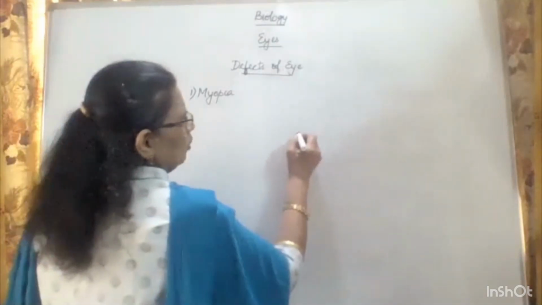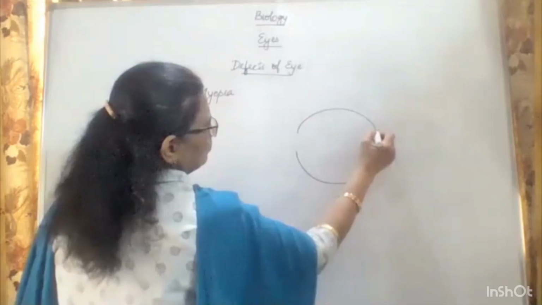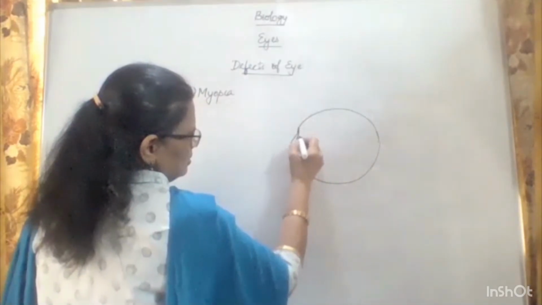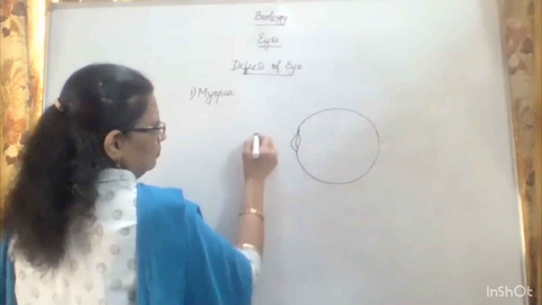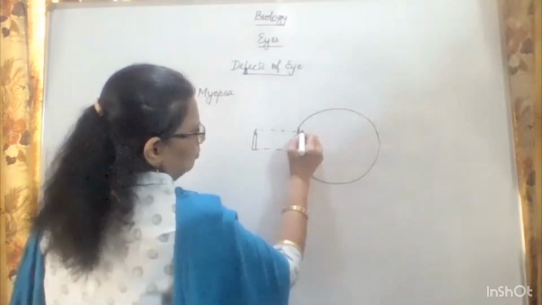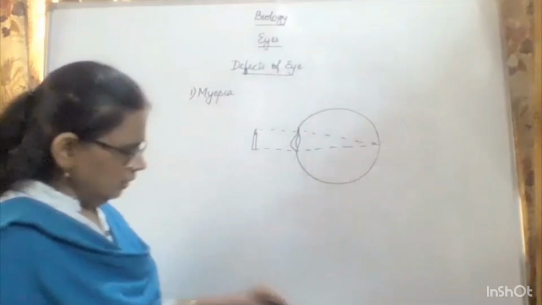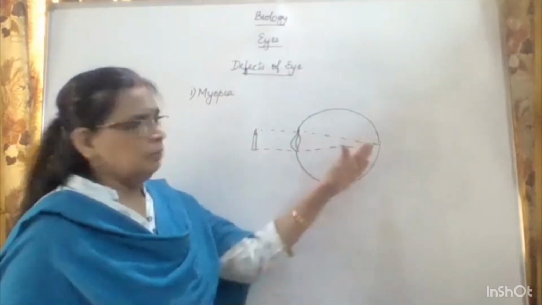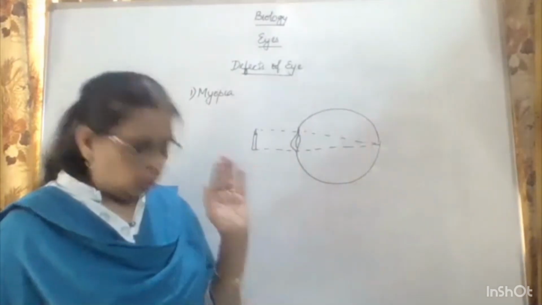This is the eyeball. This is the cornea and this is the lens. The object is here. The image should form on the retina. We all know that. This is normal. In normal condition, the image should be formed on the retina. This is the retina. In myopia, what happens?